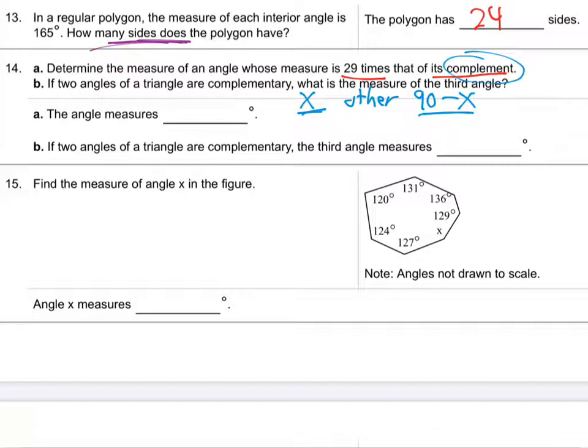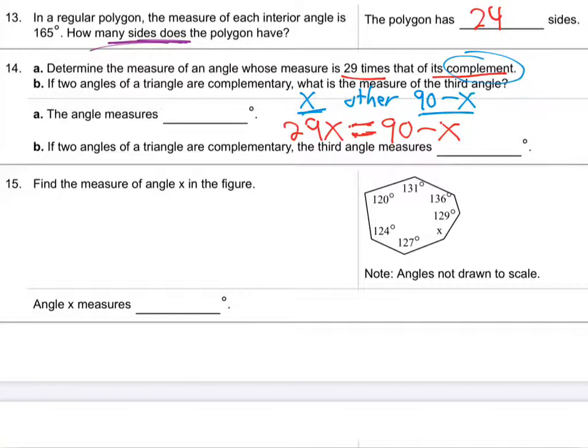If they say two angles are complementary, you got x and 90 minus x. And then they're saying one of them is 29 times the other. So what do you do with that? You just pop a 29 in front of one of them. In other words, I'll just do it on the x. 29 times x is 90 minus x. Right? Because if one thing is 29 times as big as the other, that means if you multiply one by 29, it'll equal the other. Does that make sense? One equals 29 times the other.